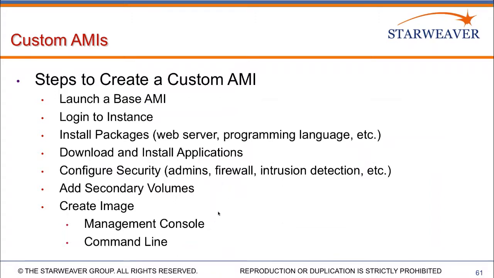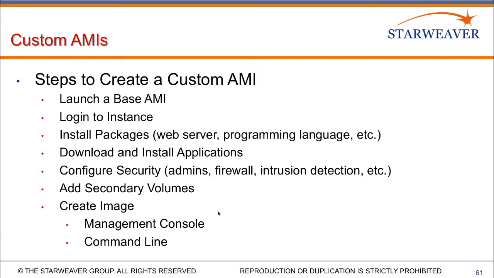So the first step is to create a custom AMI, right? Basically, I've already done the first thing. I launched an instance from the base AMI, and all the packages and everything have been installed, okay? Now what I'm going to do is create a custom AMI from that.